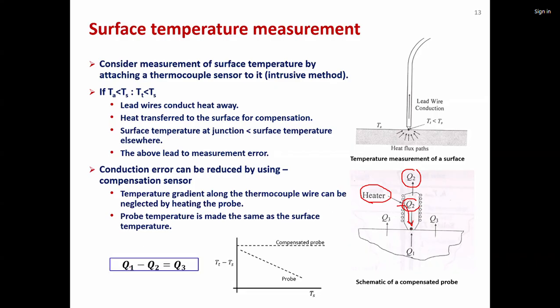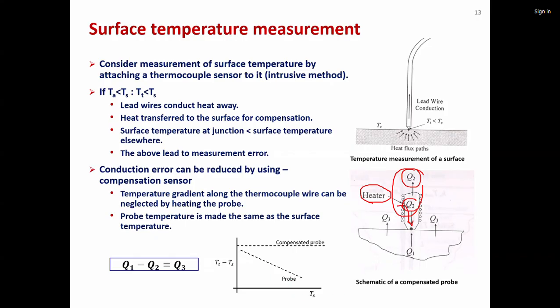So this is summarized here. Your Q1 is the total amount of heat that can come into this point. And Q1 minus Q2 will be the Q3, which is going as some radiation loss from the surface. So you can neglect the effect of this heat loss on the surface temperature. So here you can see this is called a compensated probe.